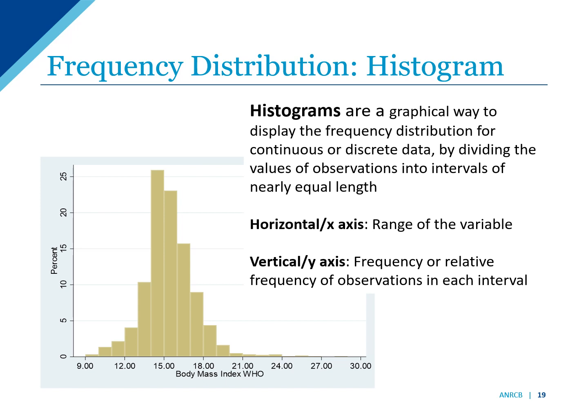Here's an example of a histogram using the BMI data from the mixed sample. The range on the x-axis is from 9 to 30, and the y-axis here is the percent of the total observations of BMI that each interval represents.